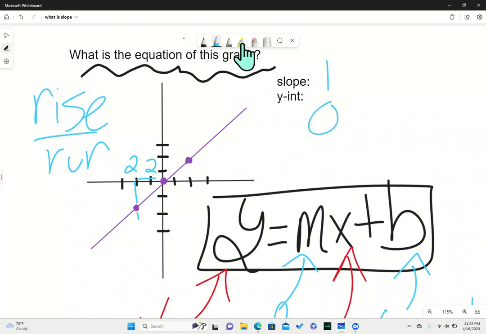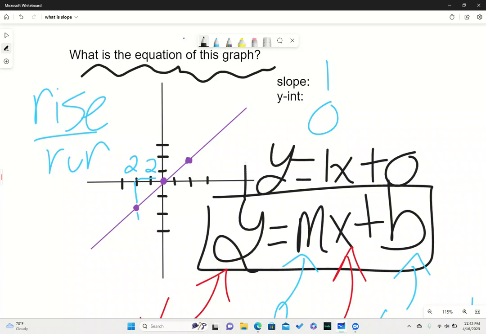So now that we have that information, we can now fill in this formula and find the equation of this graph. So the equation of this graph would be y equals 1x plus 0. And this would be the equation of our graph.